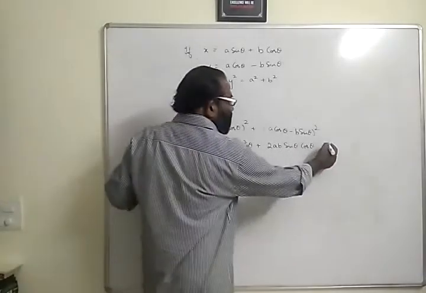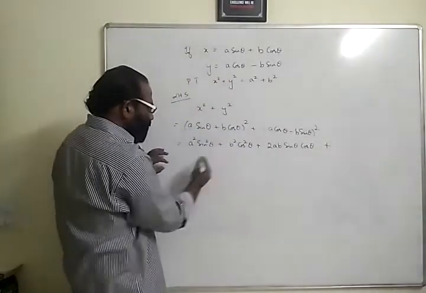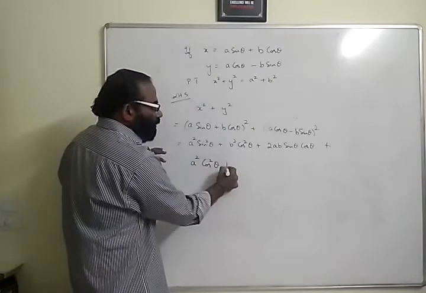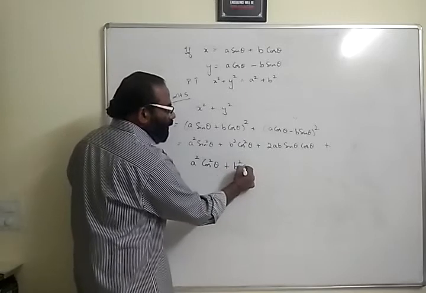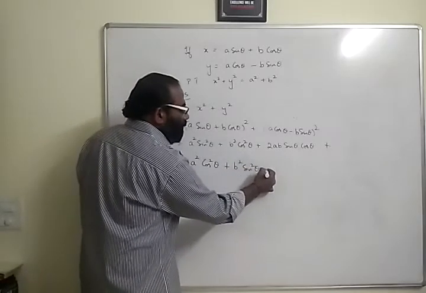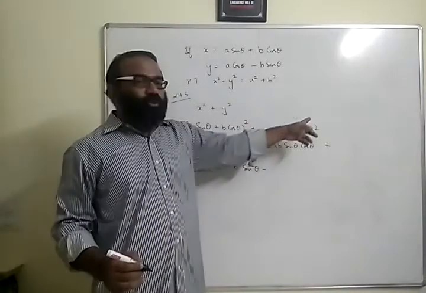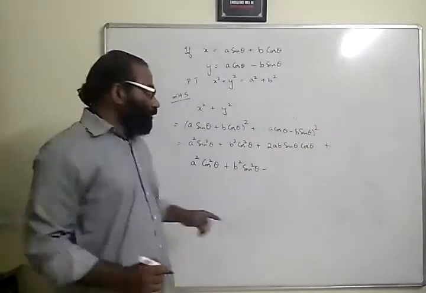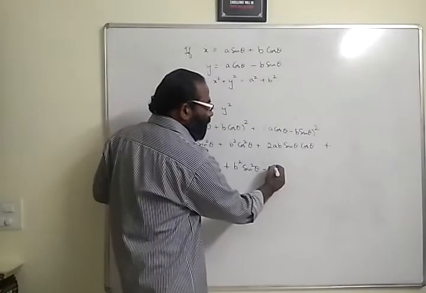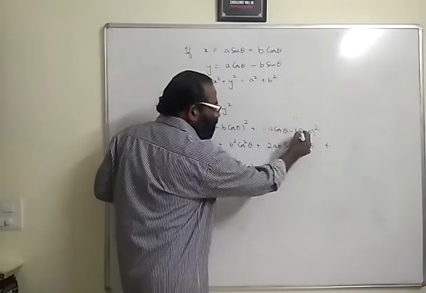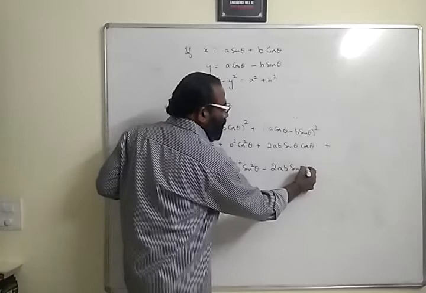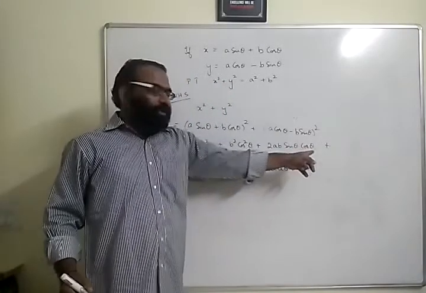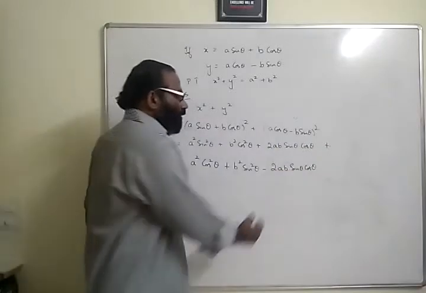So then this plus the second part, let me write it down over here. This becomes a squared cos squared theta plus b squared sine squared theta minus, because it is x minus y whole square. So minus 2xy should be there. So that is why we have the minus over here. Minus 2ab sine theta cos theta. So we have a plus 2ab sine theta cos theta minus 2ab sine theta cos theta.